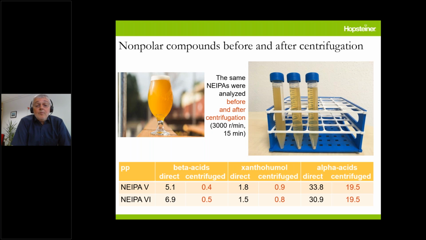You can see the same effect, not as high as for the beta acids, but a very similar trend for the xanthohumol. You get a reduction of about 50% in the case of xanthohumol after centrifugation, and you also see some reduction in alpha acids after centrifugation.